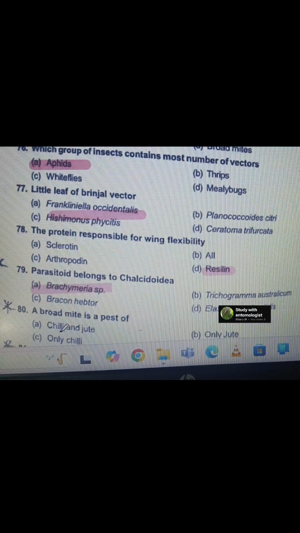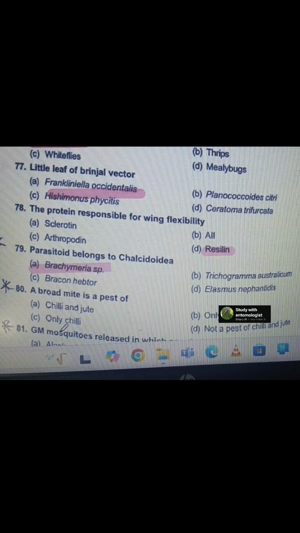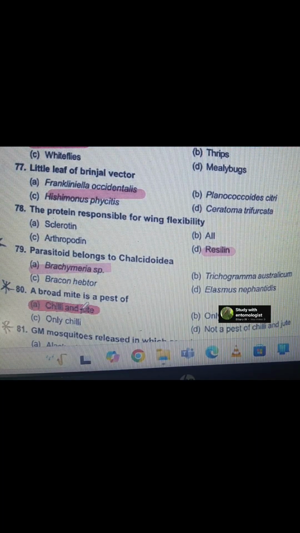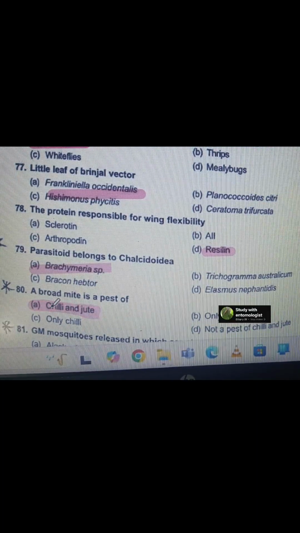Then, the brood mite is a pest of chili and jute. In both, the brood mite is present. So it is a pest of both.